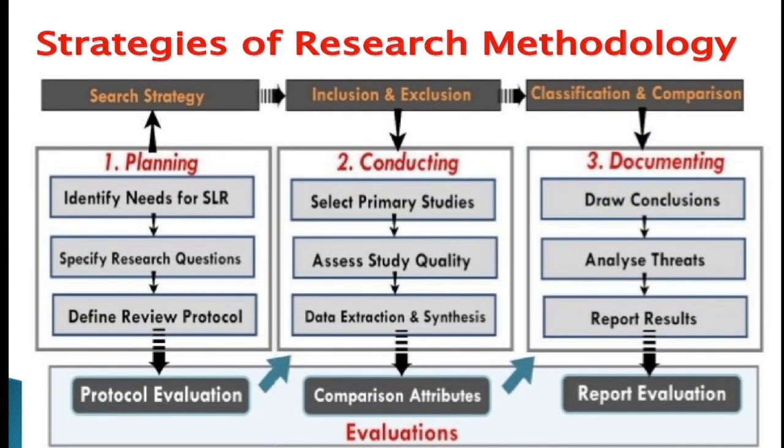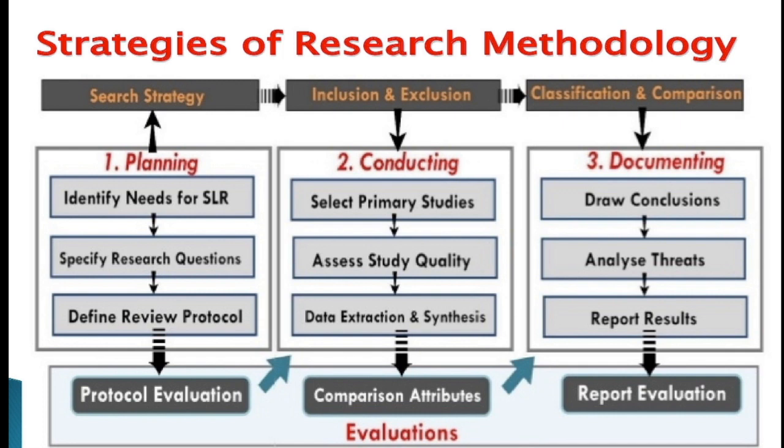Strategies of research methodology. The first one is search strategy. Under that, planning. Planning is essential and the first part of research methodology. Under the head planning, we need to identify the needs for systematic literature review, which gives us the specification of research question. From that, we can define the review protocol. Here comes the protocol evaluation.